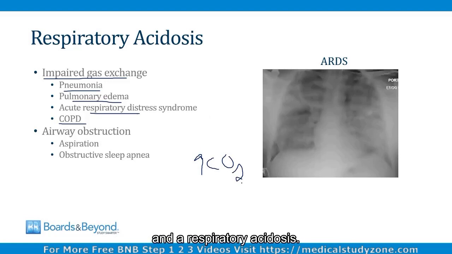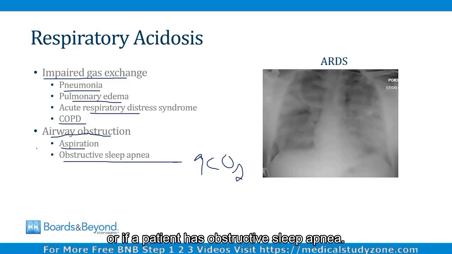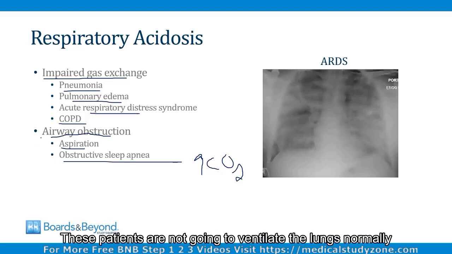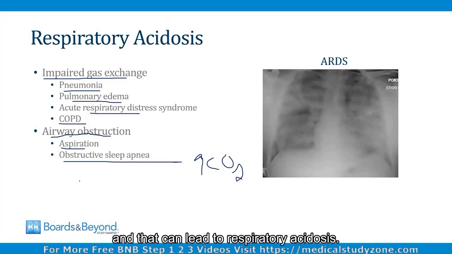a respiratory acidosis. Patients can also develop a respiratory acidosis if some of the airways are obstructed. For example, if a patient aspirates a foreign body or if a patient has obstructive sleep apnea. These patients are not going to ventilate the lungs normally, and therefore they won't blow off CO2 normally, and that can lead to respiratory acidosis.